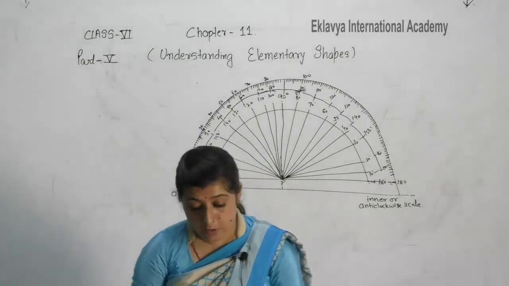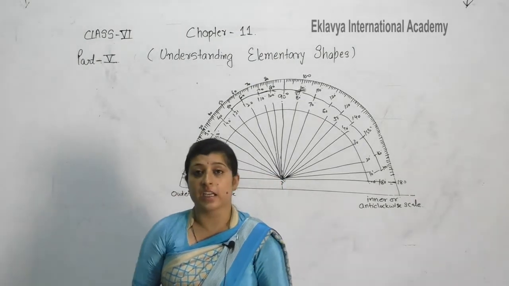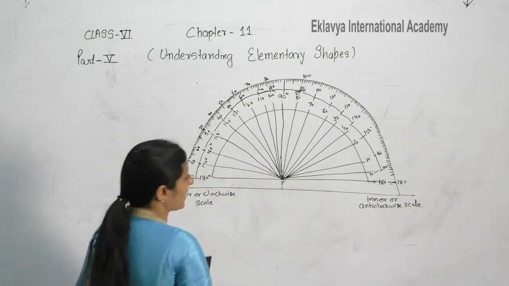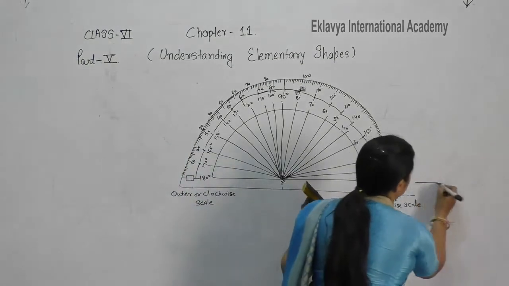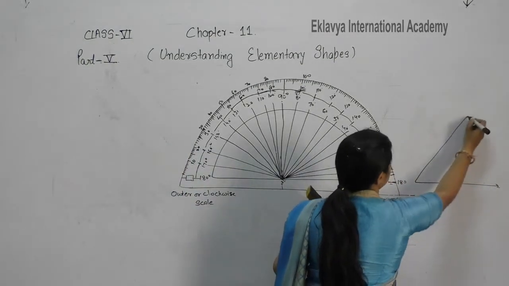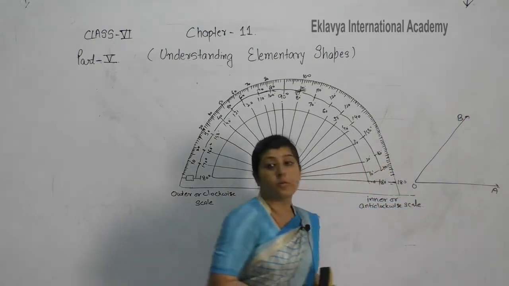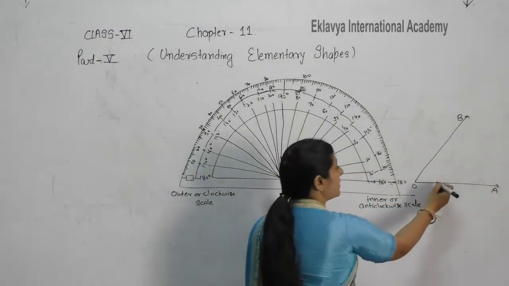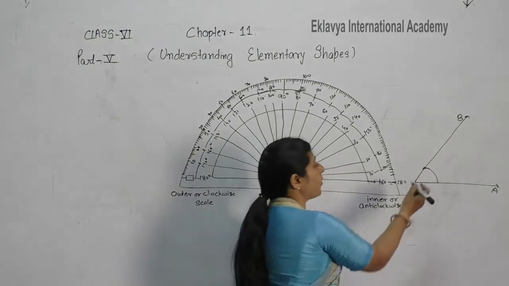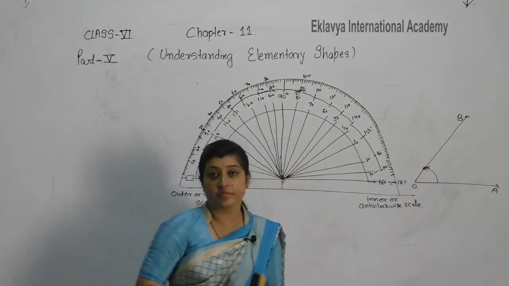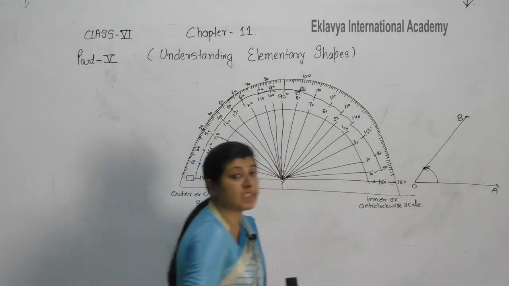Okay, now see, using a protractor to measure an angle. How to measure an angle using a protractor? Suppose there is a line segment. There is an angle given to you, AOB. We want to measure this angle in the anti-clockwise direction. This direction is the anti-clockwise direction.